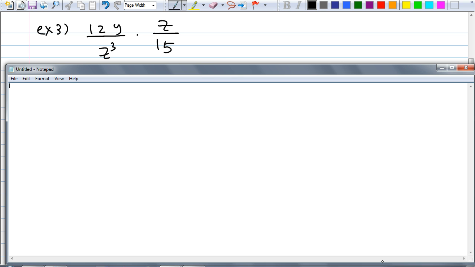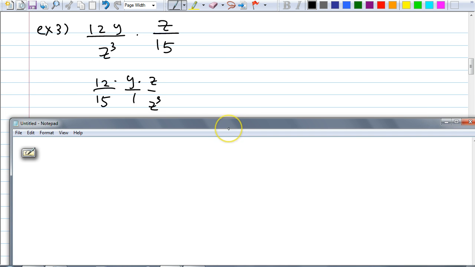Yeah, so you could cross cancel, but I'm going to rewrite it this way. Is it okay to rewrite this as 12 over 15 times y over 1 times z over z to the third power? Yeah. Why is this a nice, good idea to do, by the way? You could actually cross cancel, yes, but why is it a good idea? Yeah, so you can see that the numbers are together, all the y's are together, and z's are together, right? It's a little bit easier, a little bit more organized.